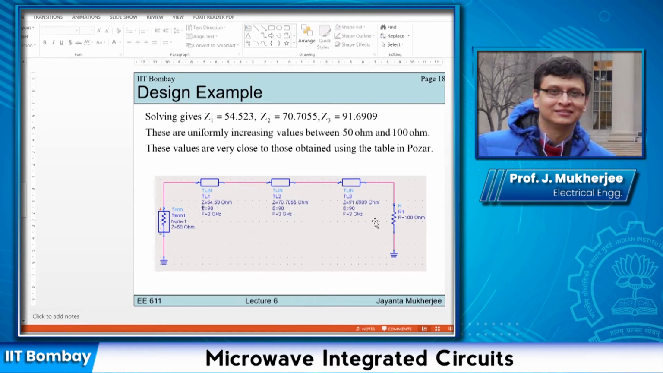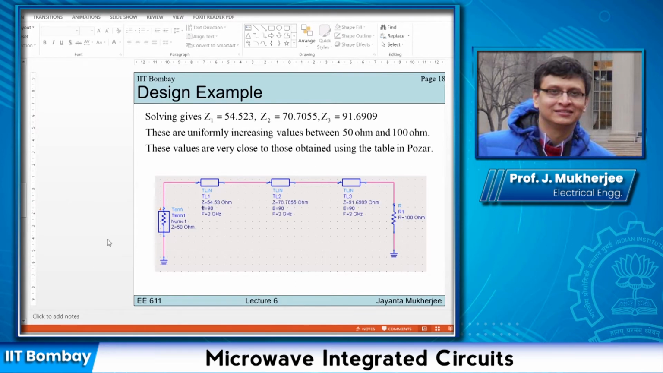Note the nature of the binomial transformer, that the Z's are all increasing, and the gammas will be symmetric. The gammas will be symmetric, not the Z. The Z's will either be increasing or decreasing.